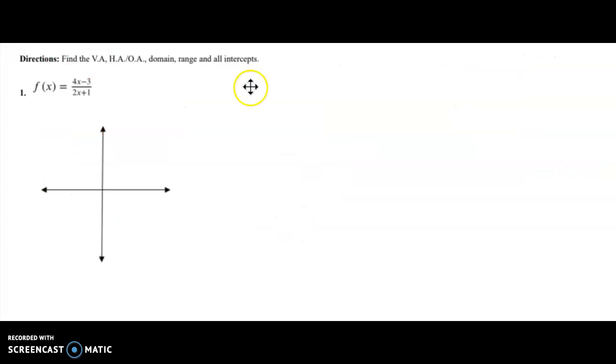All right, so for this one, there's a lot to look at here. I'm noticing that it is not factorable. For the denominator, if I set this equal to 0, I get x equals negative 1/2. So that's going to be my vertical asymptote. And I'm actually going to put this over here to the right. So my vertical asymptote is negative 1/2.